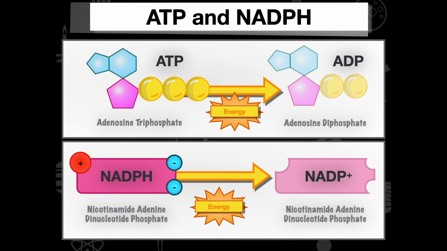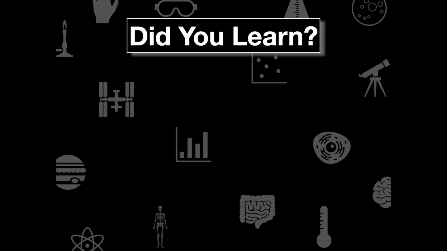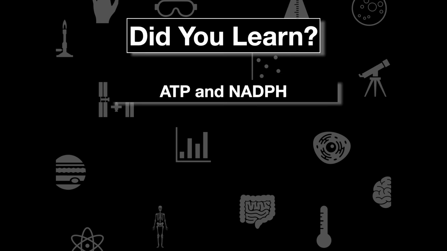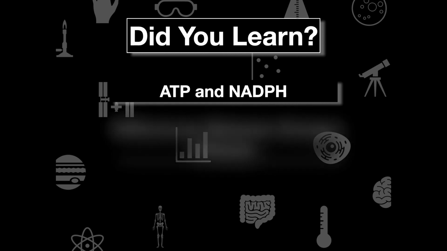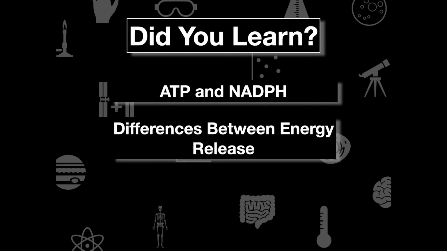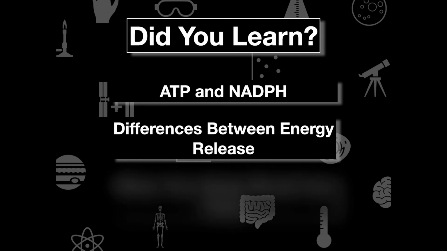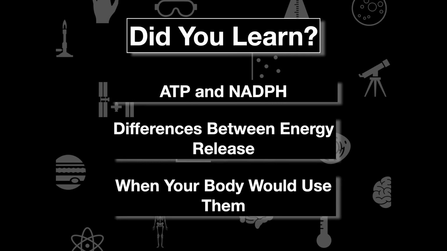All right, so this is going to be the end of the video, but did you learn a couple of things here? Did you learn about the differences between ATP and NADPH? Did you learn about how they release energy differently? And lastly, did you learn about when your body would use them and understand the difference in why we use ATP as a main currency and NADPH for specific cases?